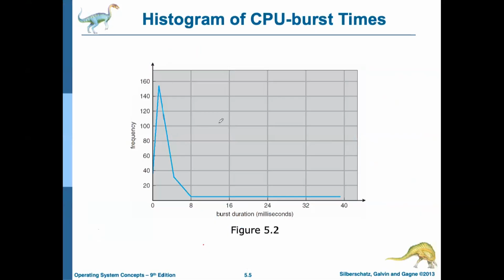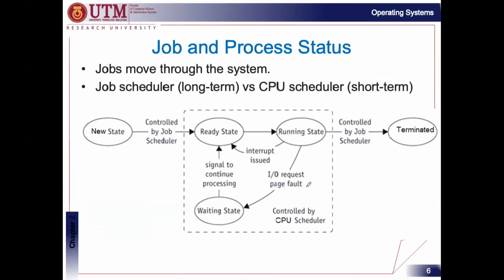Okay, this is the CPU burst time. So basically, they start and then go down like this. And back to maintaining the burst time for each of the processes. All right. Okay. So job and process status.